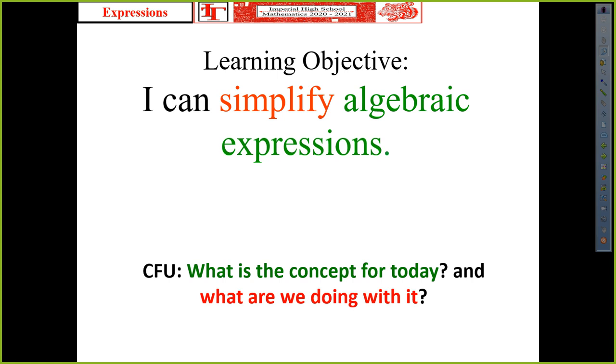And once again, by looking at it, question, what is the concept for today? And if you notice it's in green, what is the concept for today? Algebraic expressions. Today we will get to those. Last week we didn't. And what are we doing with that? We're simplifying. We're still simplifying, guys. Alright. Next.